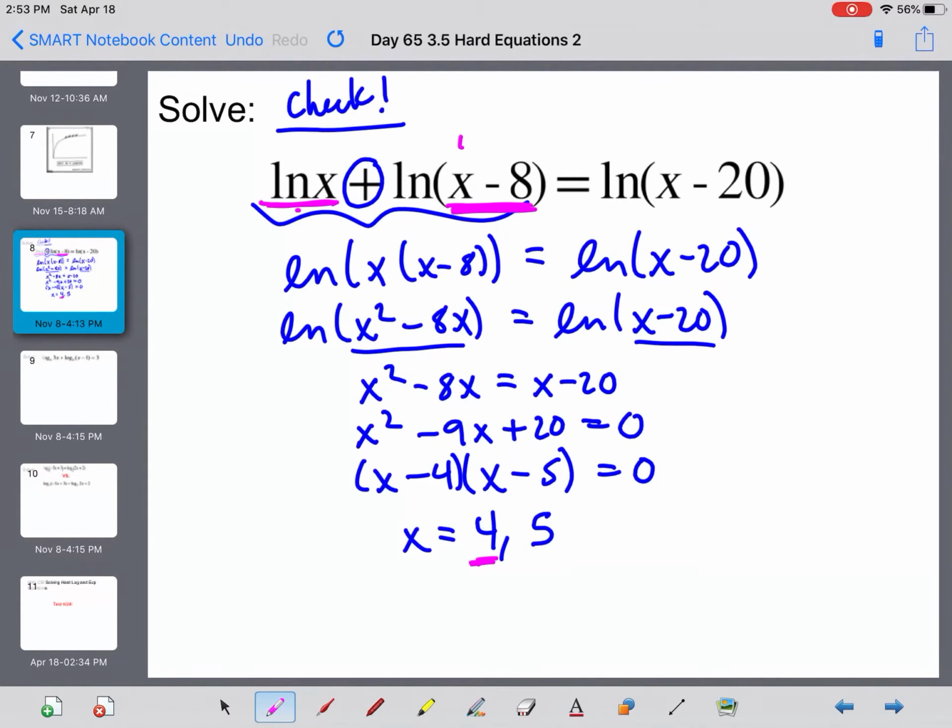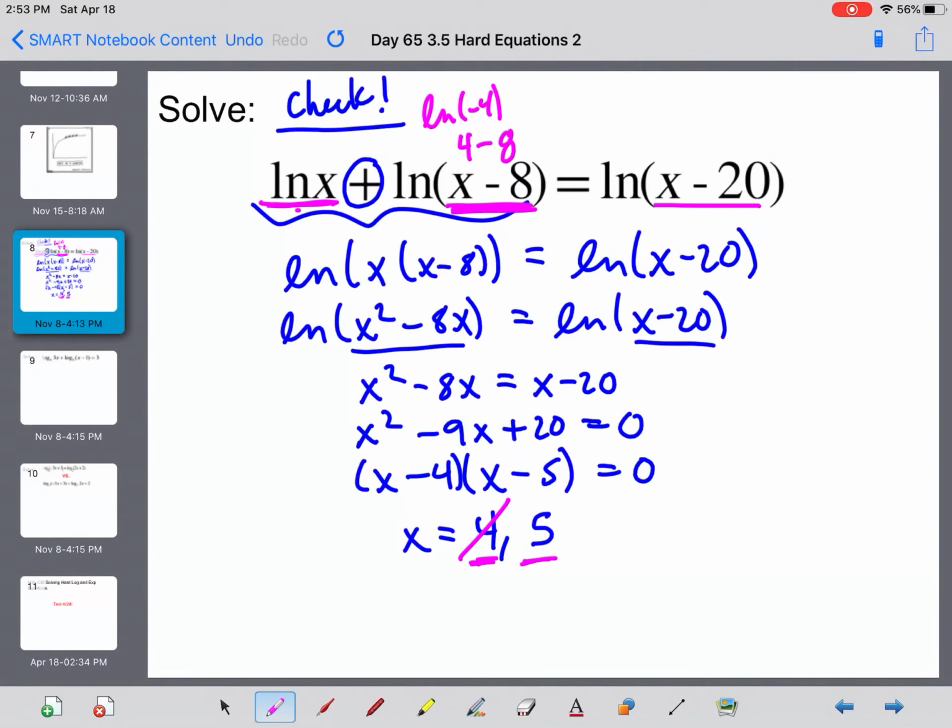Now, if I move on to the second piece right here, if I plug in 4, 4 minus 8 is negative 4, meaning I would be taking the natural log of negative 4, which I can't do. It's not defined. So 4 gets the boot. 4 is not a solution to this. As soon as I find one piece of the equation that it doesn't check out with, I know I'm done. I know that can't be a value.